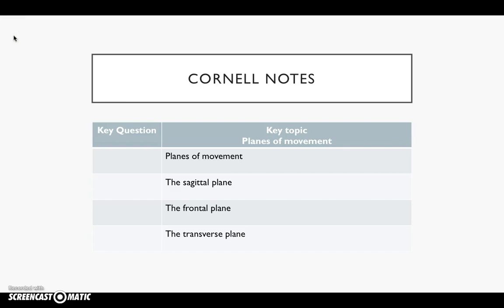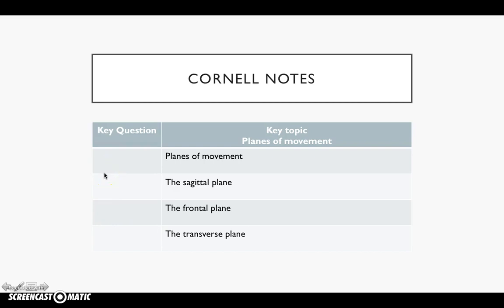If you look onto this PowerPoint now, this is what your corner note should look like. You should have your key topic, your planes of movement, and then write what planes of movement are under here: sagittal plane, frontal plane, transverse plane, and also on the left hand side, create your questions that are going to help you remember the definitions.